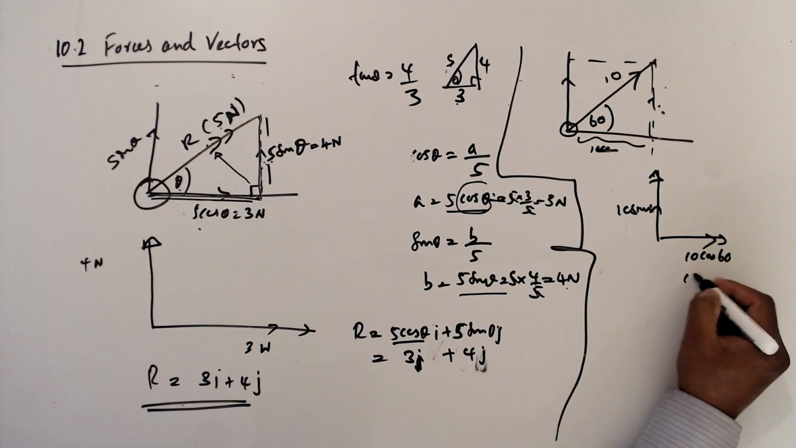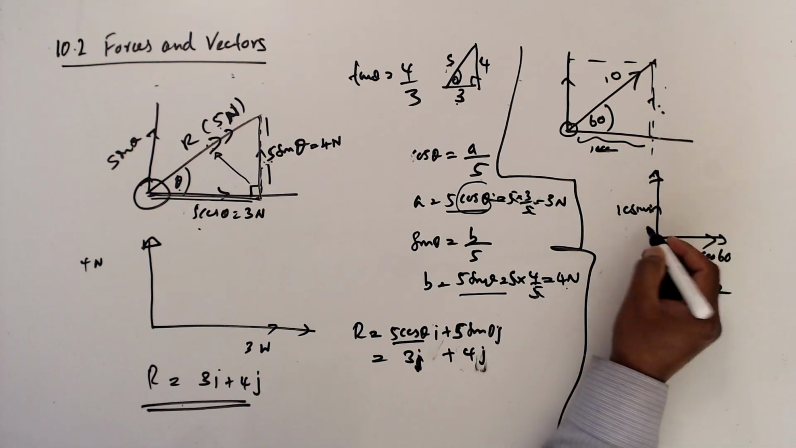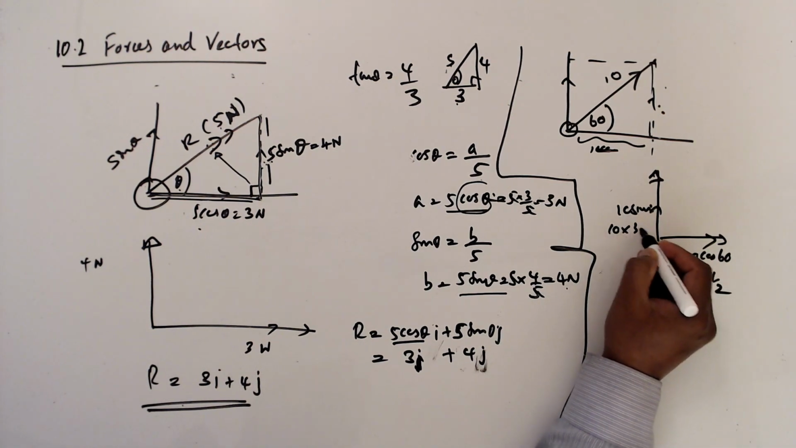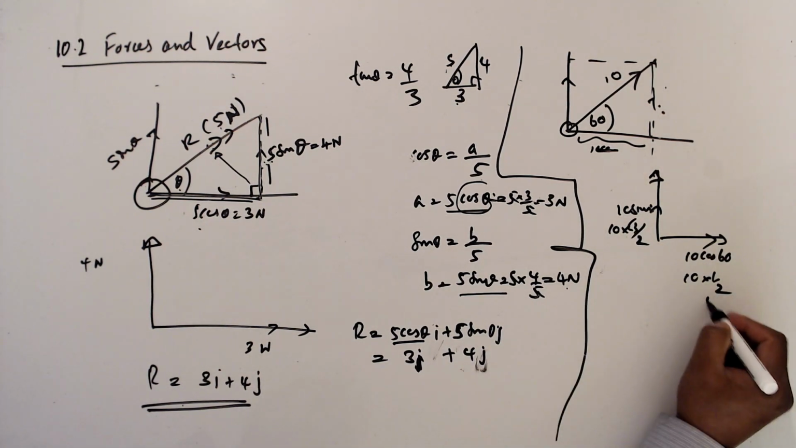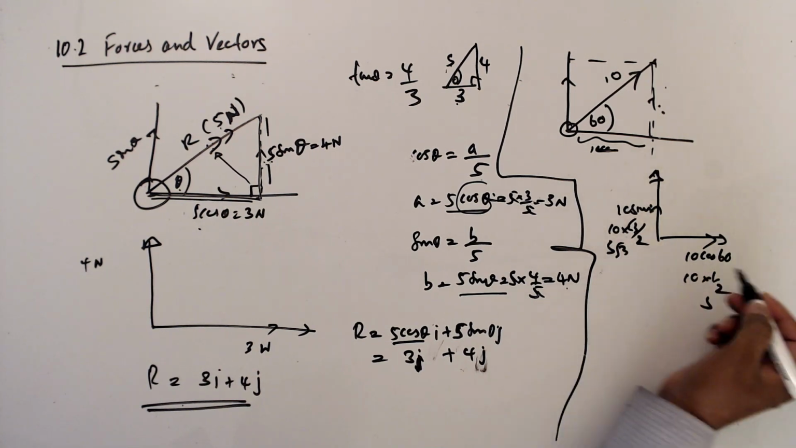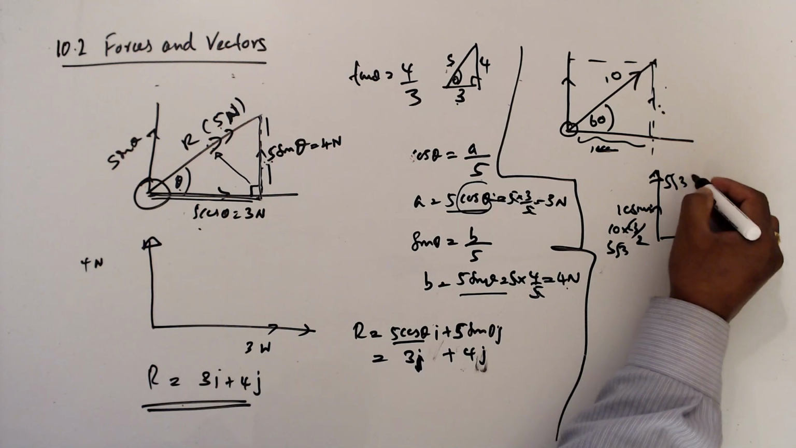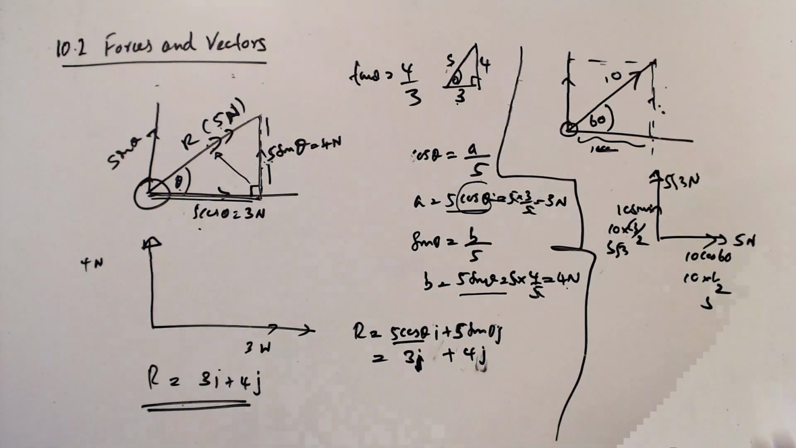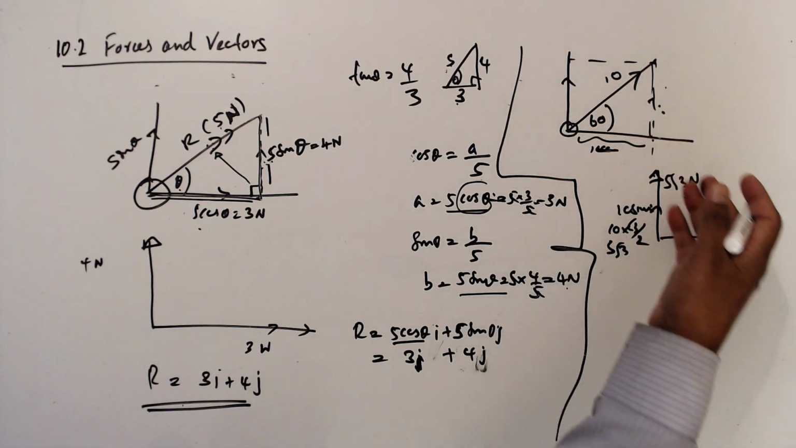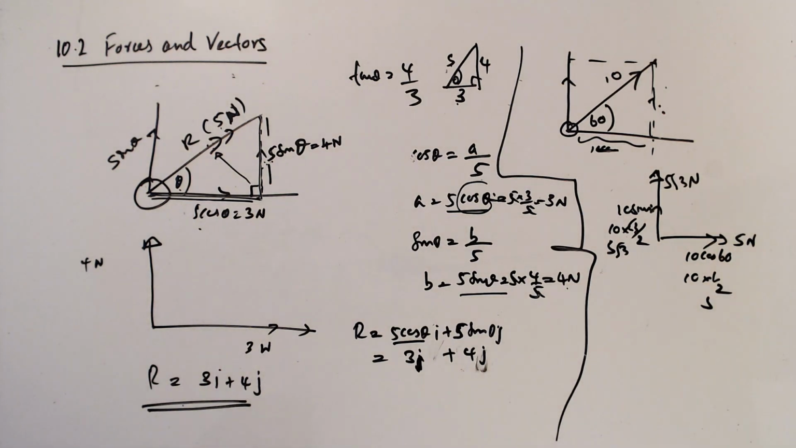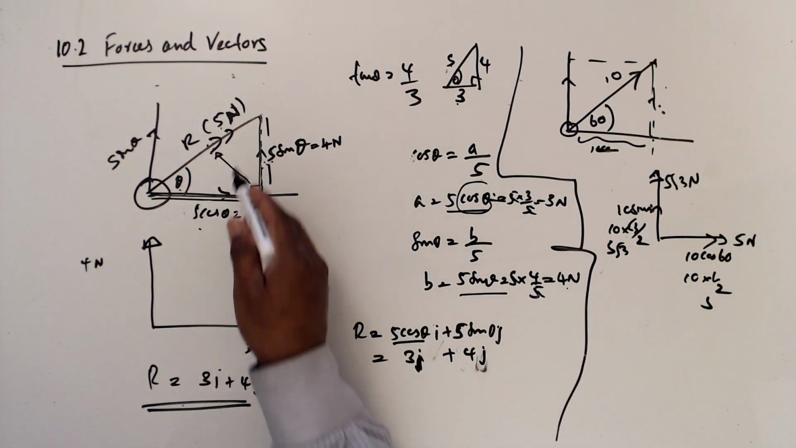Cos 60 is half. Sine 60 is square root 3 over 2. So this is 5 and this is 5 square root 3. Basically this is 5 Newton and this is 5 square root 3 Newton. The force is given, and you break it into two components. If you need a proof, you can work like this.